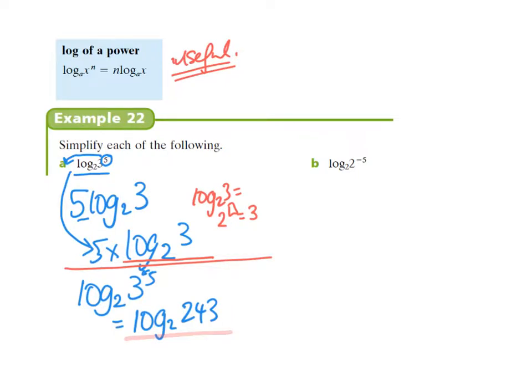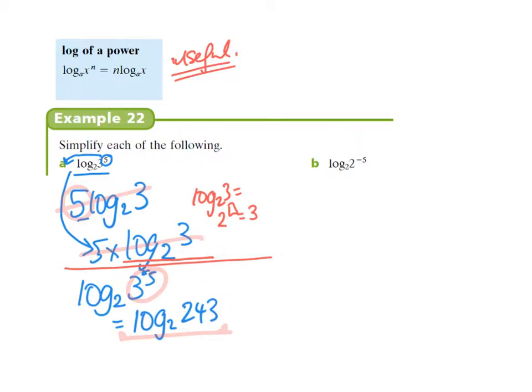So there was no point bringing it out in front. I was better off just to power up 3 to the power of 5. And I actually think this looks a lot simpler. So we'll just leave it at that. It's a little controversial, but let's use our second example to see if applying this rule is useful for us here.